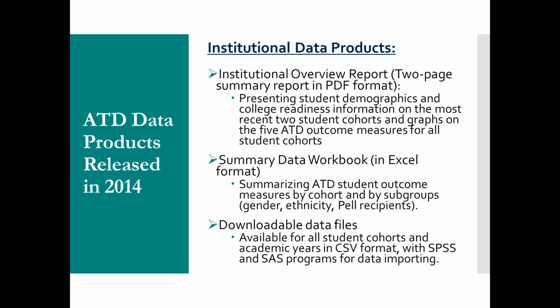It presents student demographics and college readiness information on the most recent 2 student cohorts, and also graphs on the 5 ATD outcome measures for all student cohorts. The second one is a summary data workbook in Excel format. It summarizes ATD students' outcome measures by cohort and by subgroups.